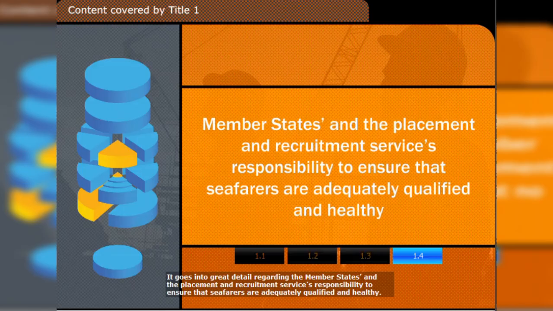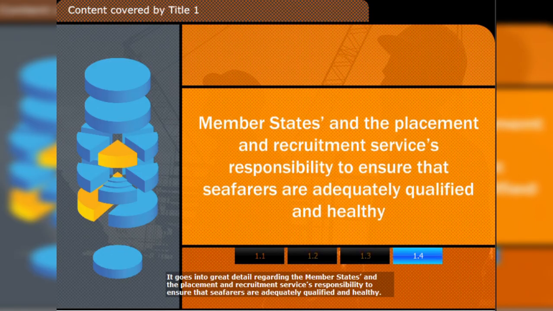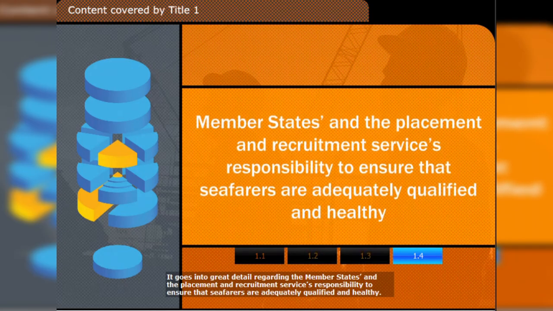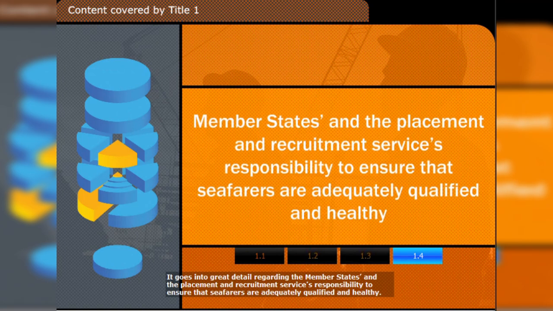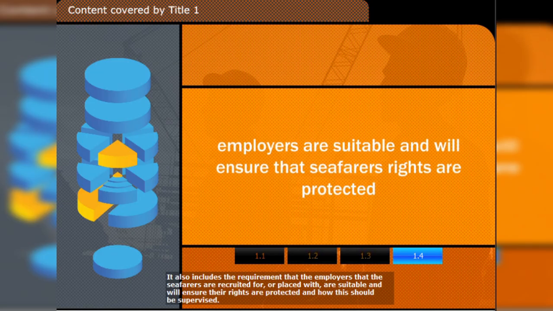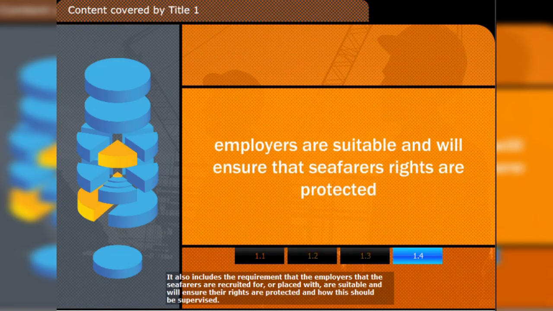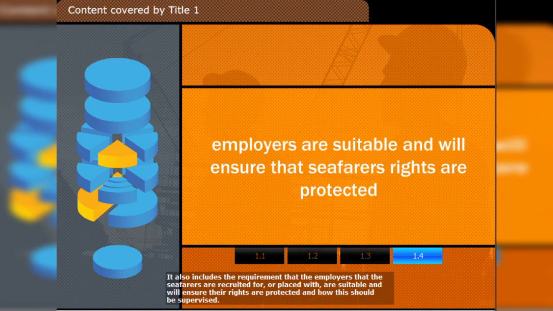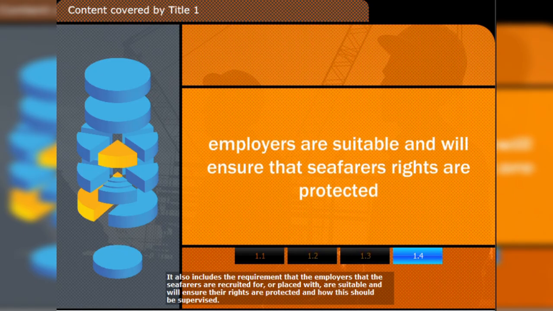It goes into great detail regarding the member states and the placement and recruitment services' responsibility to ensure that seafarers are adequately qualified and healthy. It also includes the requirement that the employers that the seafarers are recruited for or placed with are suitable and will ensure their rights are protected, and how this should be supervised.